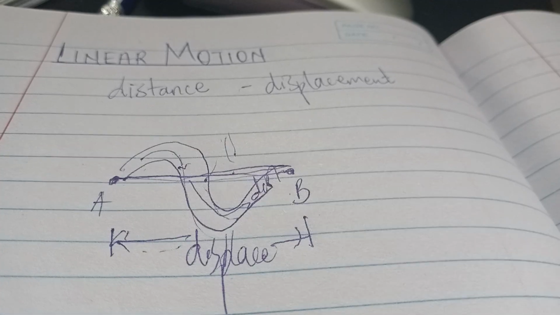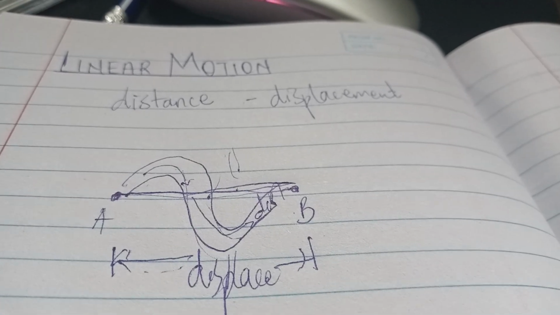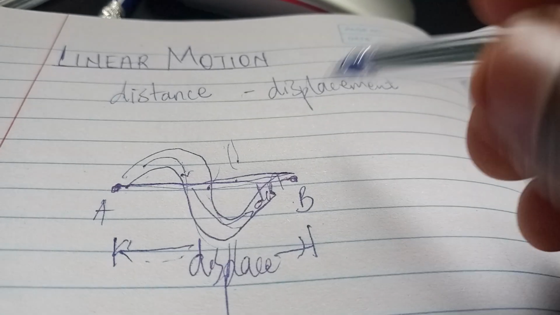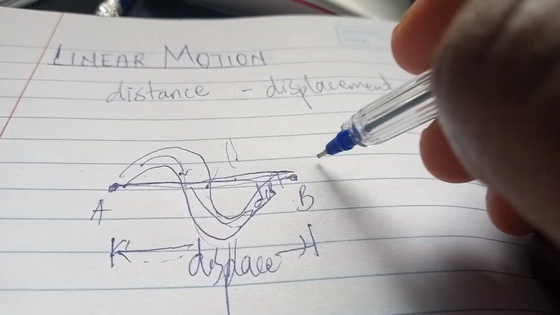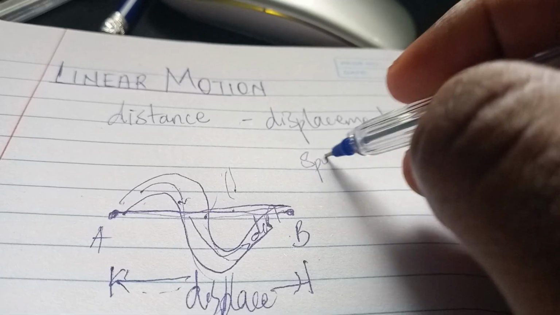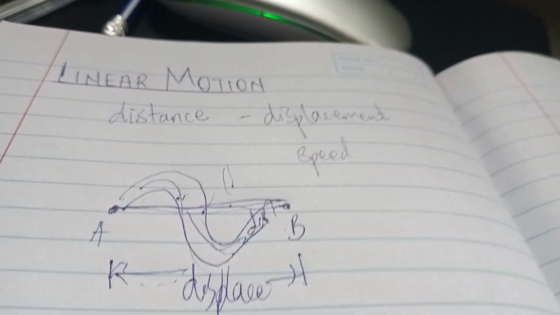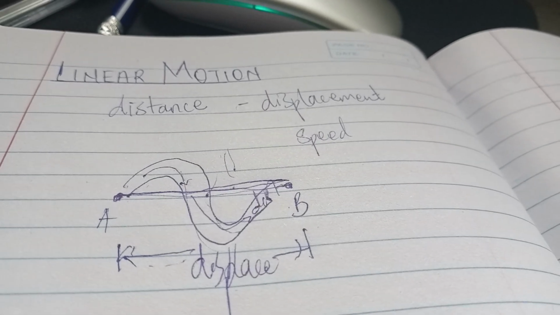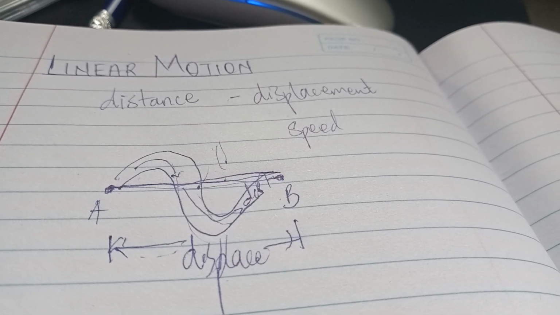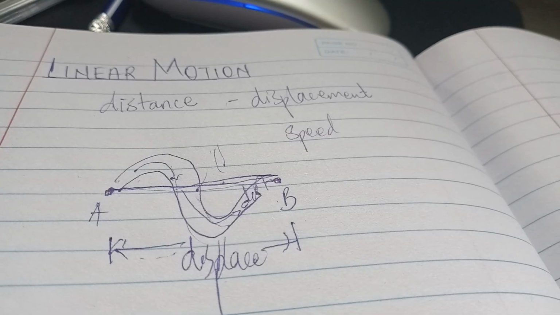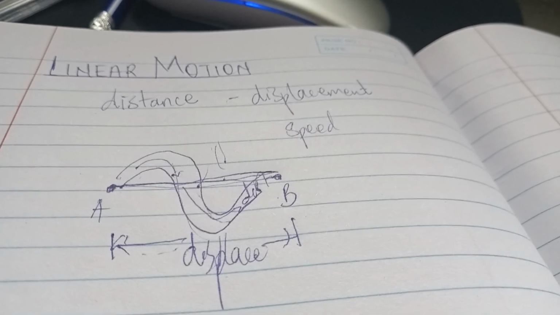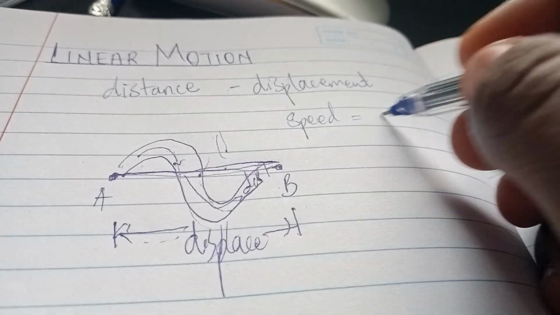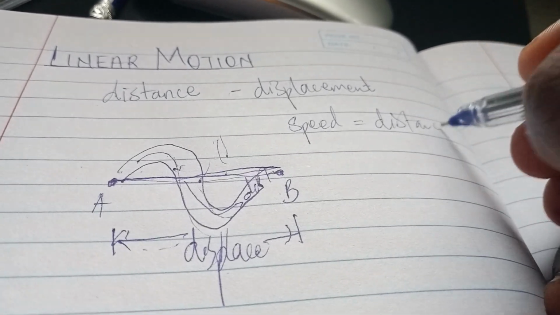So again, in linear motion, we have speed. We have all heard of speed, like how fast something goes, but we need to express it mathematically in terms of a formula. Like how can we show that this speed is more than this speed? Exactly, by using a formula: speed equals the distance covered over time.